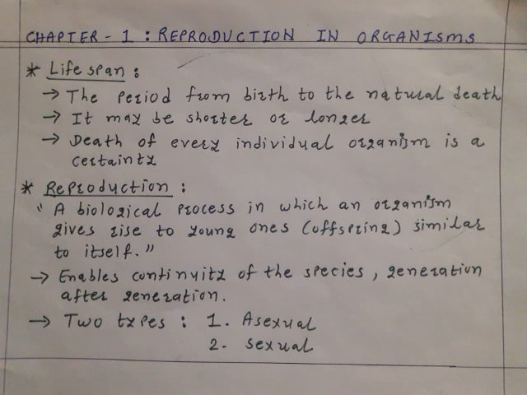There are two types of reproduction. First, asexual. Second, sexual. What is the main difference between these two? In asexual reproduction, only one parent is required, while in sexual reproduction two parents are required. In asexual reproduction, gametes may or may not be formed, but during sexual reproduction, gametes are always formed.